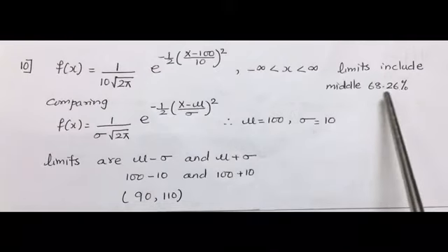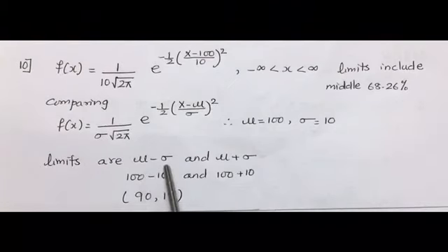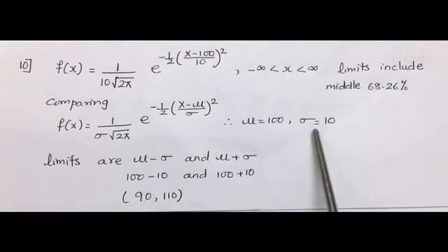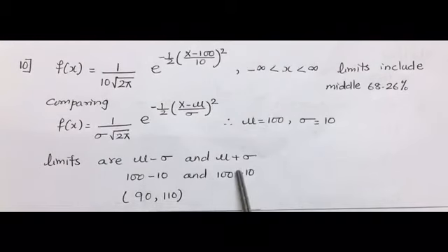Because the limit which includes 68.26% is mu minus sigma and mu plus sigma. So the values of mu and sigma are important, and these formulas are given in the properties. Keeping the value of mu as 100, sigma as 10, for both mu minus sigma and mu plus sigma, we get the limits as 90 and 110.